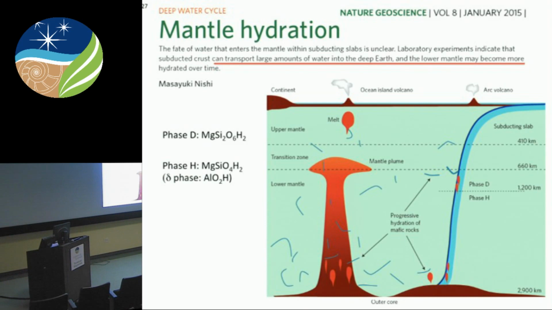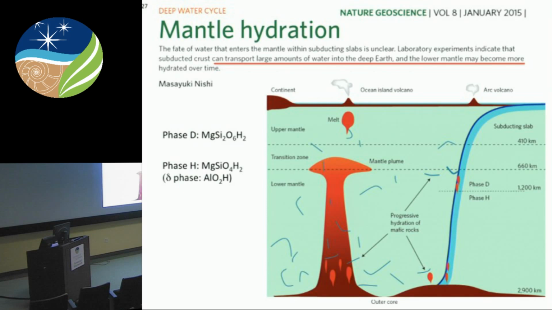This is 2015, and it's a news review. His view is that now you can transport a large amount of water into the deep earth, and the lower mantle may be more hydrous over time. So he believed that the lower mantle is wet.